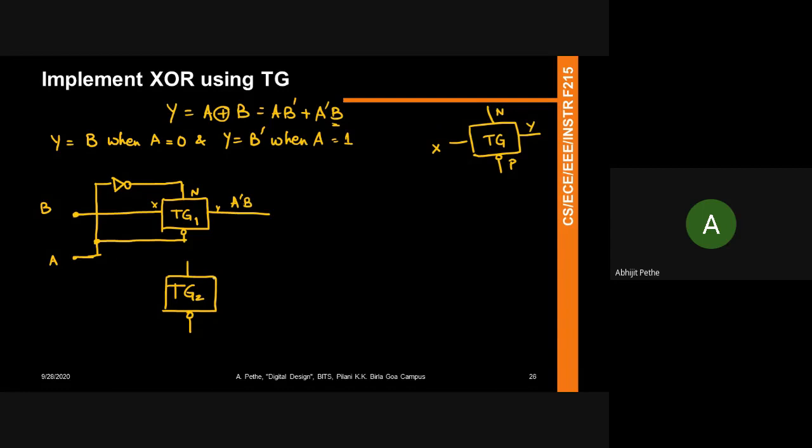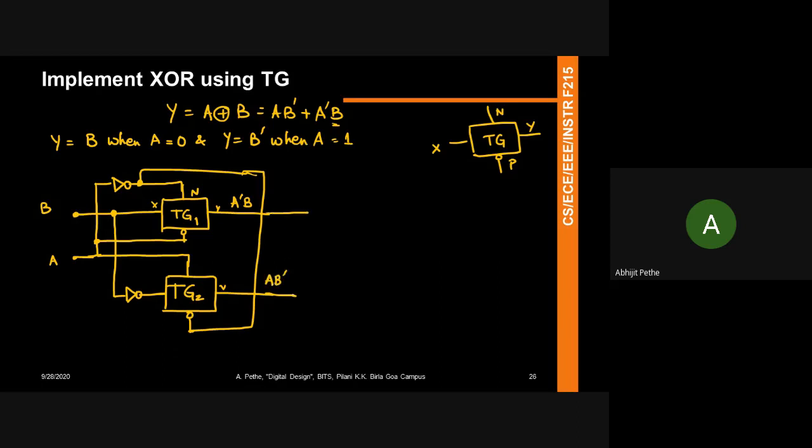And similarly on this other side, what do I want to do? I want to pass a B prime, right? So let me create a B prime. And I want to pass B prime out to Y only when A is high, right? So how do I do the high connection? I connect A to N and A prime to P, so I can pull this output out and connect it to here, right? So TG2 will turn on when A is 1. So when A is 1, then I'm sending B prime. So this is AB prime.